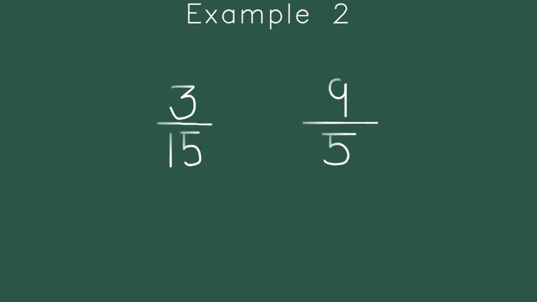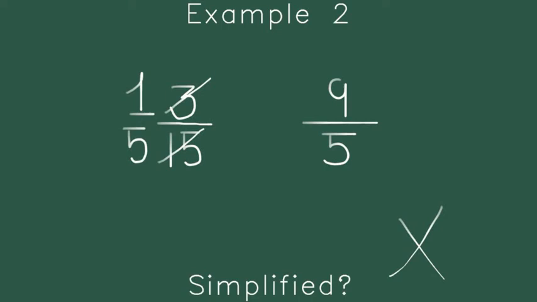Example 2, let's go, and these are the two fractions that we have, 3 over 15 and 9 over 5. So first of all, are they simplified or not? And I think they're not. Now, if you look at the first fraction, it is 3 over 15, but you're going to write it with 3 as the numerator, and in the denominator you can say, what is 15 made up of? It is made up of 3 times 5, right? 3 times 5 is equal to 15. So you can cancel out the 3's, and you are left with 1 over 5.